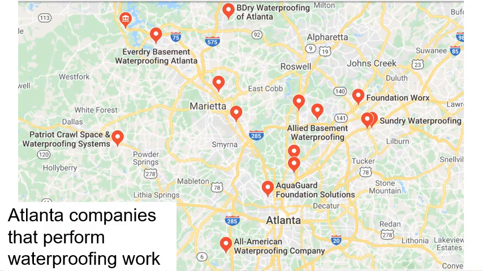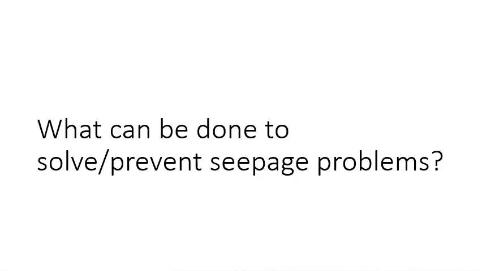Here's a quick screenshot of companies in Atlanta that perform waterproofing work. These are people that fight these seepage problems that we're going to have here because we have the rain and the clay and the concrete walls in our basements. And this was a very quick search. Some companies do multiple types of jobs. So this must be a big deal for us if there's so many companies that are in this business.